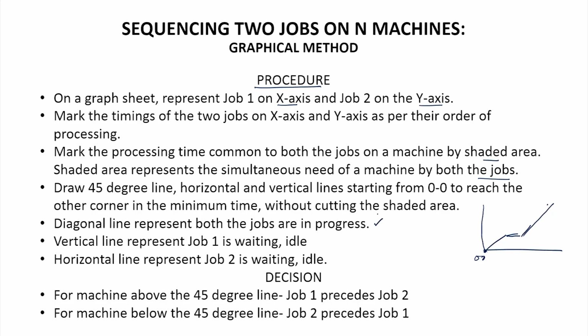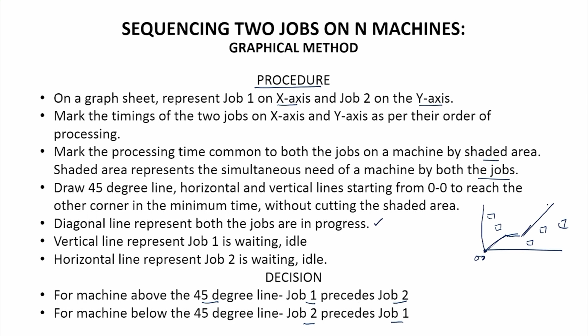A diagonal line represents that both the jobs are in progress. When we are on the diagonal line, jobs are in progress. If there is a vertical line, job 1 is waiting. If it is a horizontal line, job 2 is waiting. After plotting this, the jobs which are above the 45-degree line are to be processed as job 1 and then job 2, whereas the jobs on the other side of the line are to be processed first job 2 and then job 1. So, this is how the procedure works.